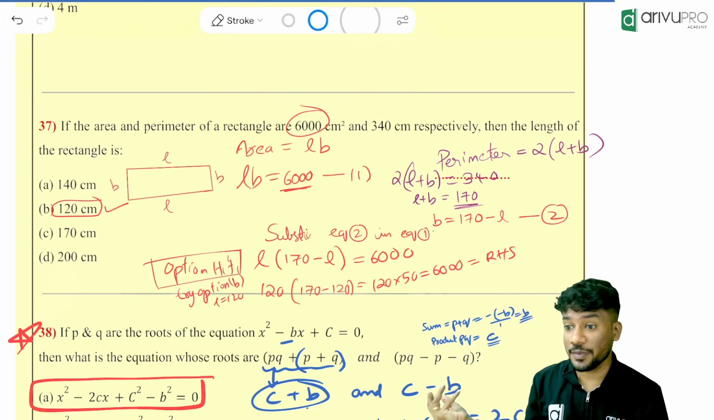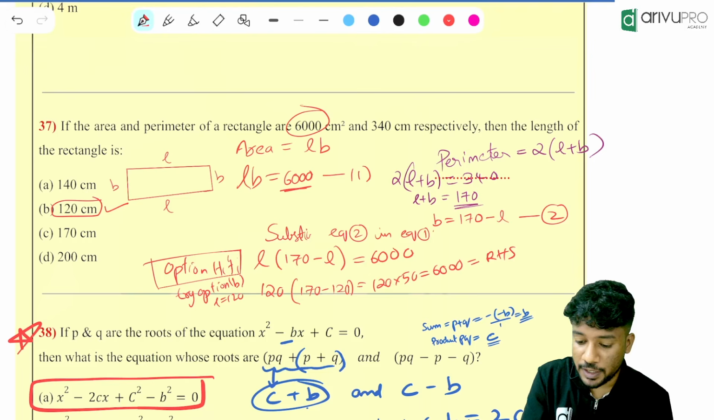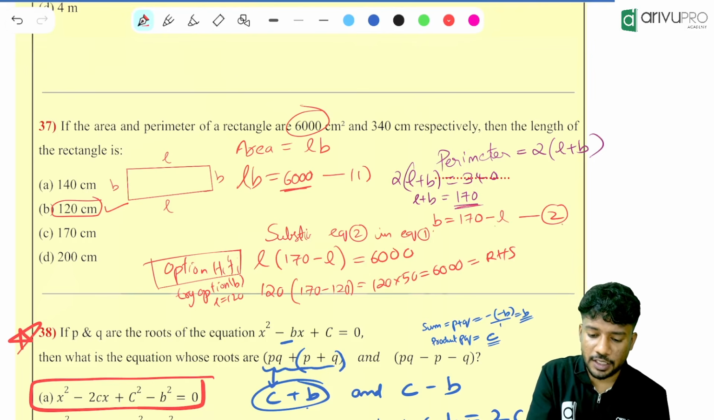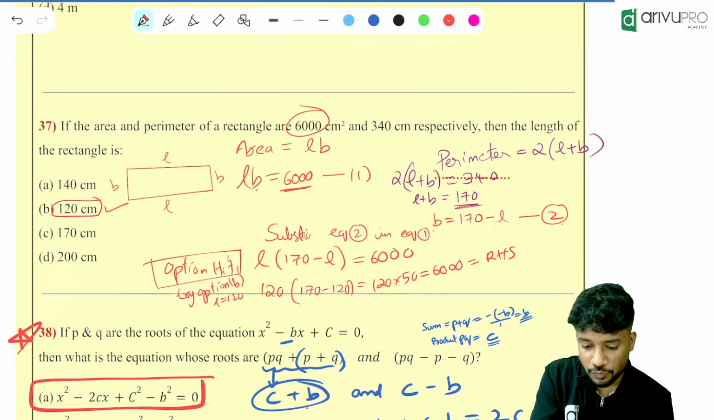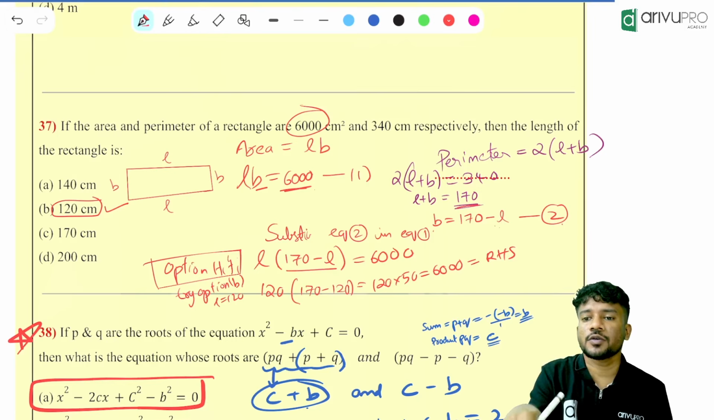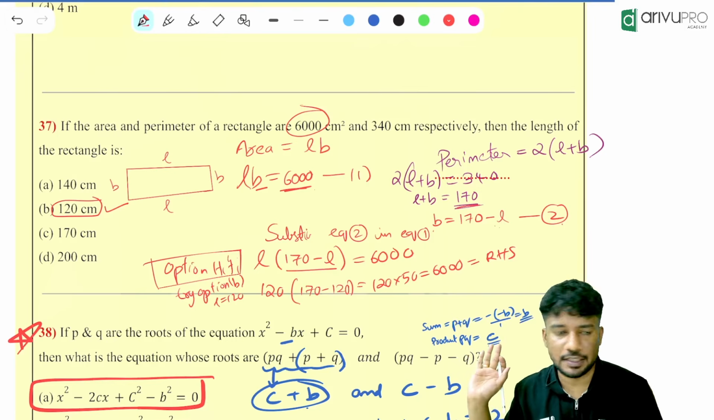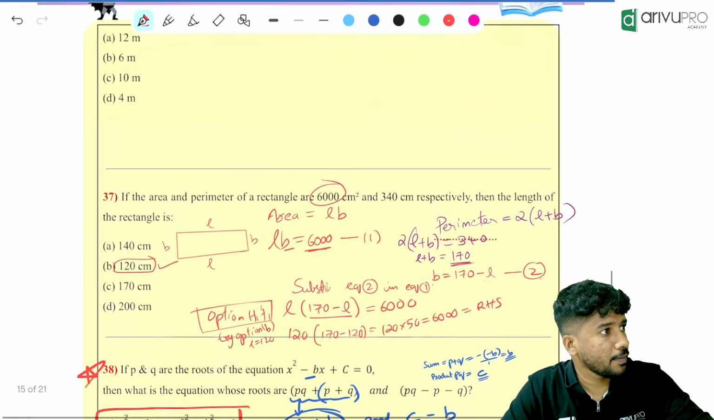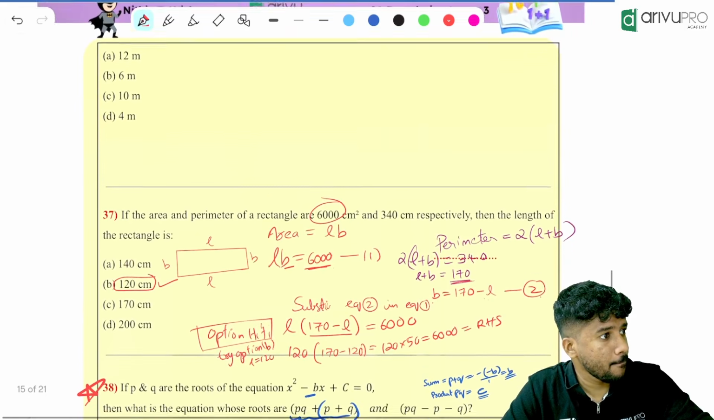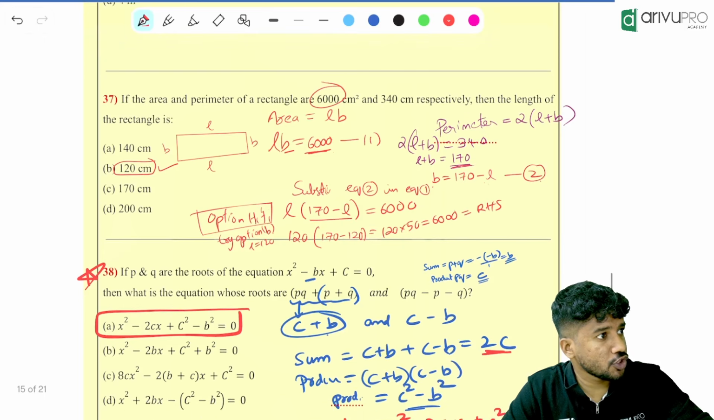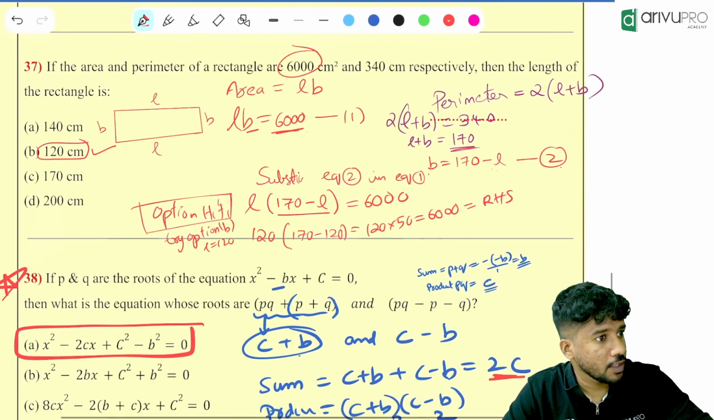If they ask for breadth, we would have eliminated what? Length. That is the basic thing. So we found the value of B. B is nothing but 170 minus L. So equation 2 you are substituting in equation 1. That means instead of B you are going to put what? 170 minus L. So L into (170 minus L) is equal to 6000. Now substitute, and get the answer. Hit and trial the options and get the answer. I hope you understood, Soumya. Is this clear? Understood this? Please confirm. Yes.